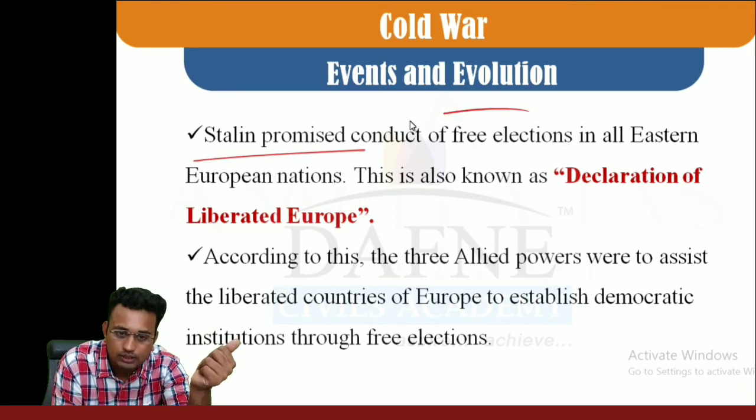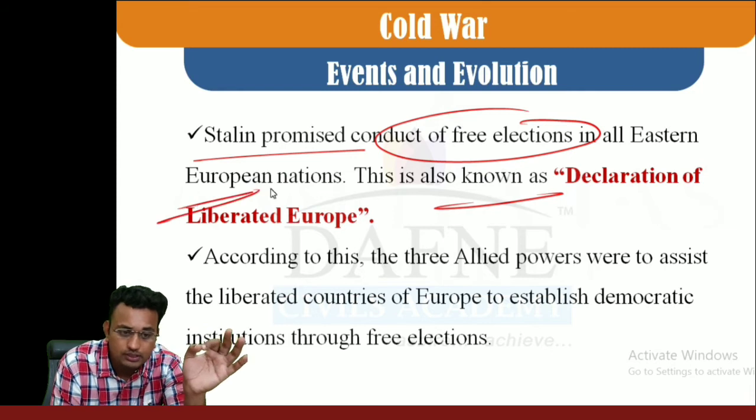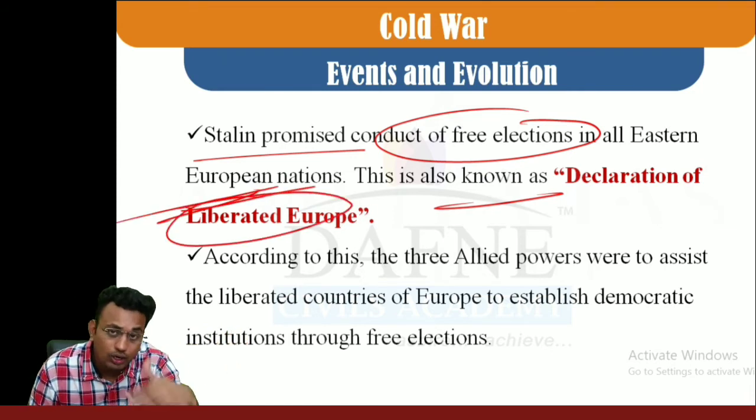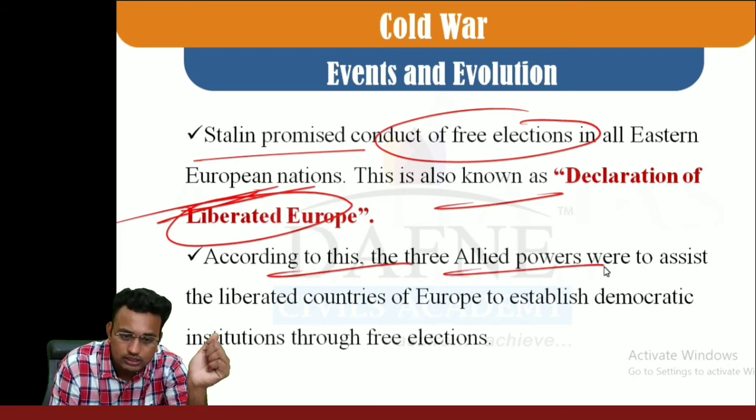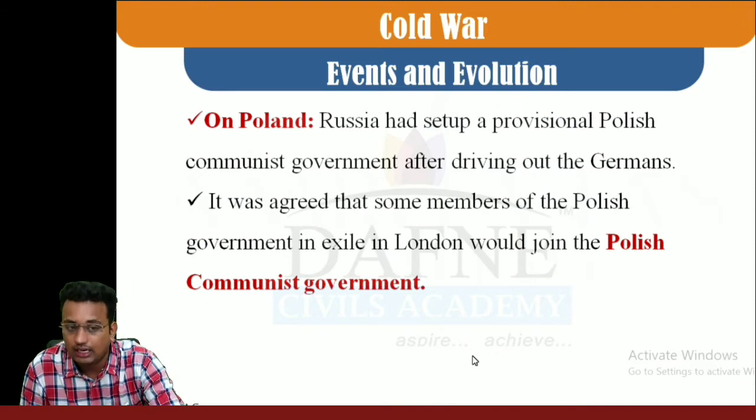Stalin promised the conduct of free elections in Eastern Europe, which is famous as the Declaration on Liberated Europe. In Poland it went on, but according to this, the three allied powers were to assist the liberated countries of Europe to establish democratic institutions. It did not happen.